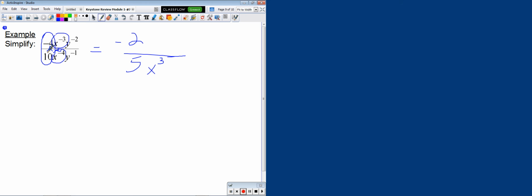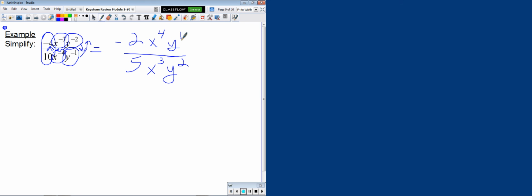I'm going to put that on the top since it's a negative power, put it on the other side. That becomes x to the 4th. y to the negative 2, once again, negative power, I'm going to put on the other side of the fraction. I'm going to make the exponent positive. y to the negative 1, same thing. I'm going to put it on the other side of the fraction, and I'm going to make that positive. So that's what you get when you take all the exponents and make them positive.